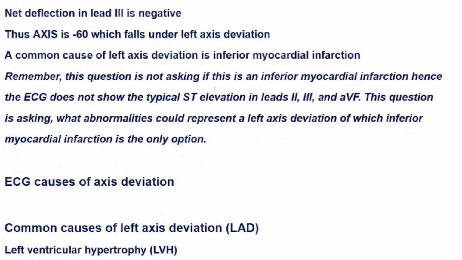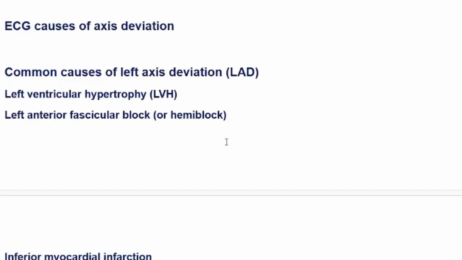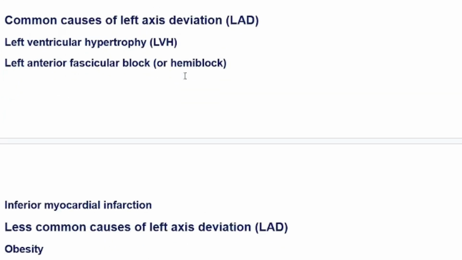And a common cause of left axis deviation is inferior myocardial infarction. Note that this question is not asking if this is an inferior myocardial infarction, hence the ECG does not show the typical ST elevation in leads 2, 3, and aVF. But this question is asking which abnormality could cause a left axis deviation, and inferior myocardial infarction is the only option. And here are some causes of axis deviation.